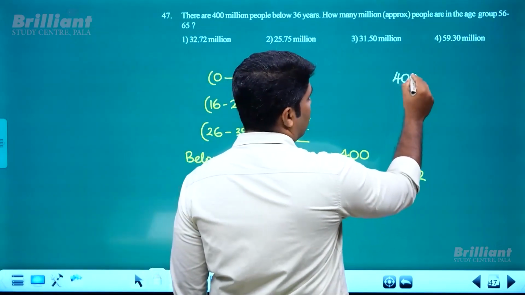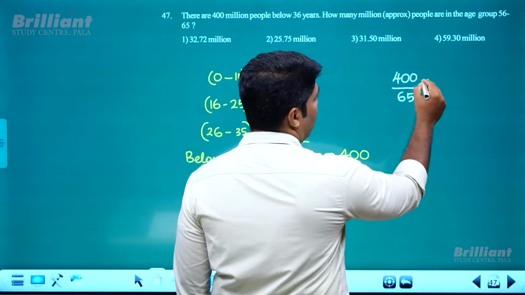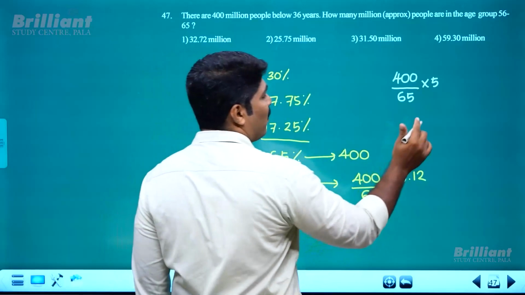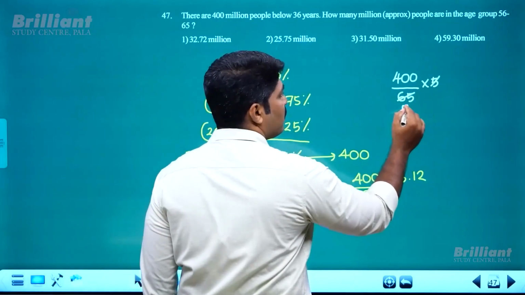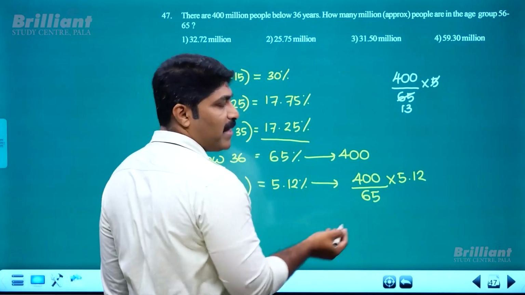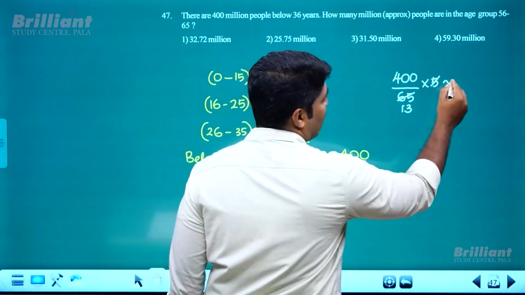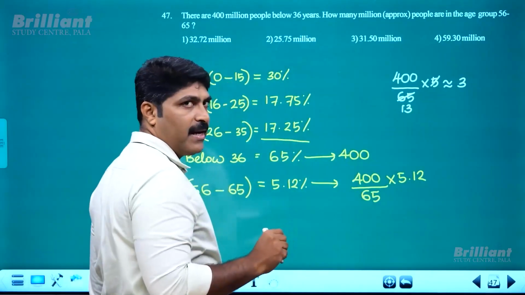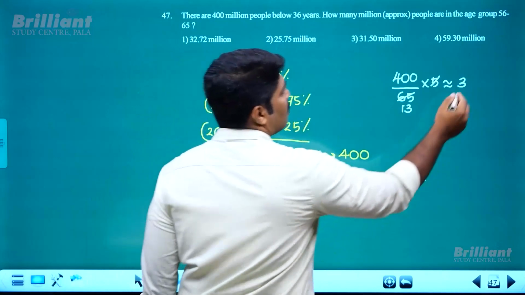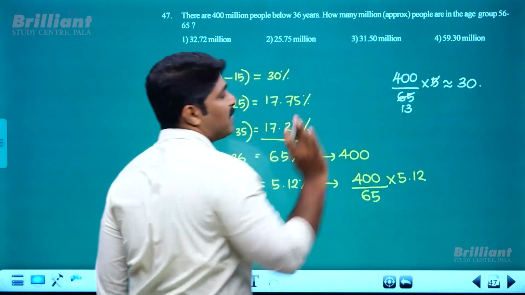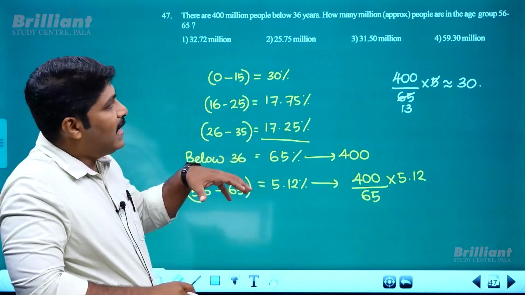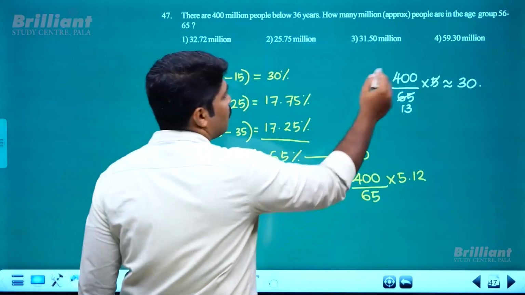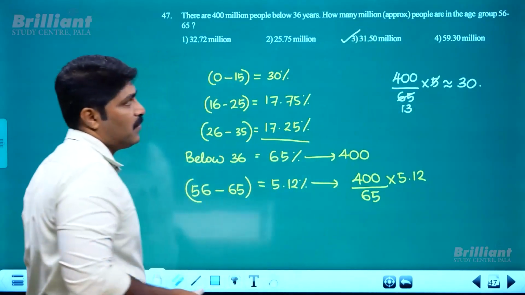So 400 by 65 into 5. Instead of 5.12, I am taking that as 5. What will it become? This is equal to 30. Then what is 400 by 30? I'm taking that approximate value here. So 400 by 13, we know that 3 times 13 is equal to 39. Then 10 will be there. So that is 0 point something. Got it? So which is the nearest value? Among the given options, the most nearest is 31.50.